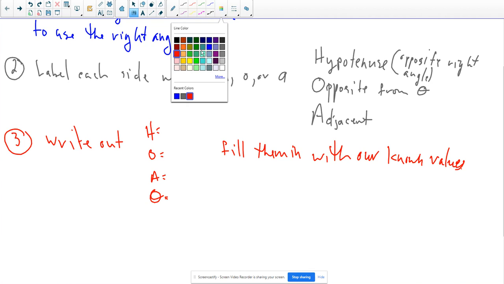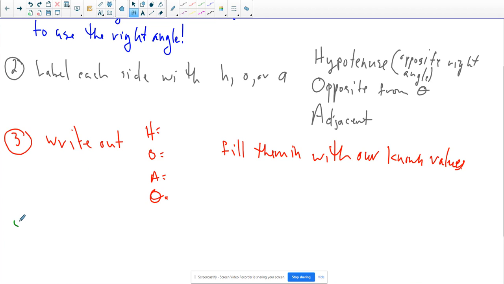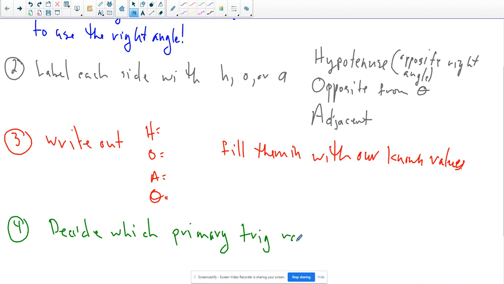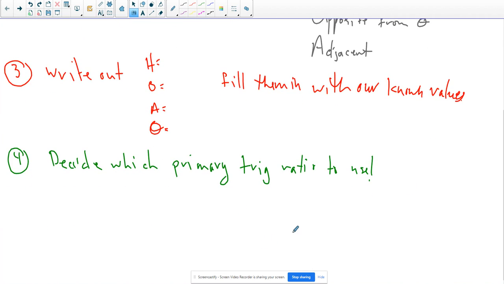Our fourth step is going to be, what we're going to need to do now is decide which primary trig ratio to use. And we're going to do that by using SOHCAHTOA.